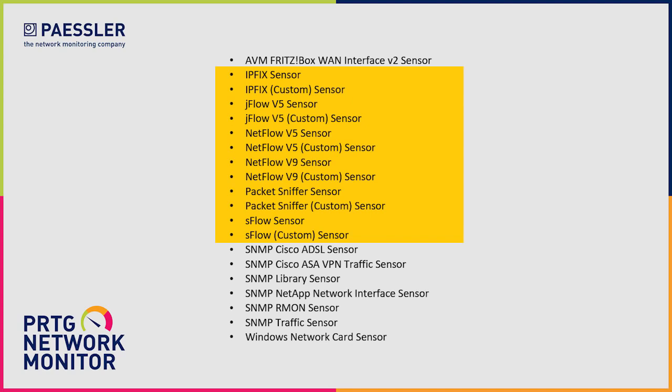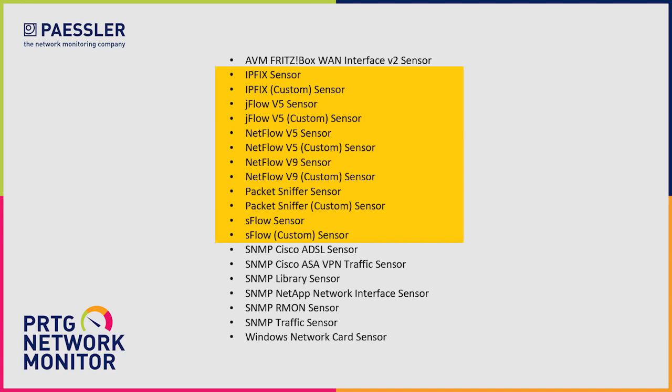We then have JFlow, which is Juniper's version of flow. We have sFlow, which is a standardized flow protocol used a lot by HP. And then we have the packet sniffers. For each of these, there's also a custom sensor. I'll mention later what you can do with the custom sensor.